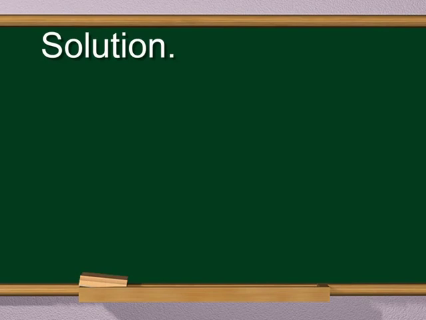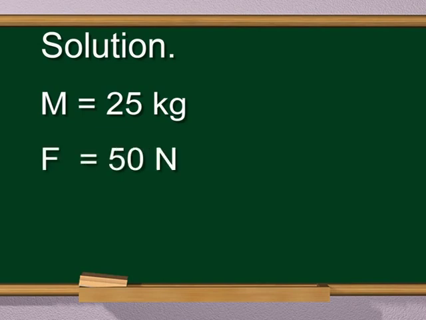Here, mass of the body m is equal to 25 kilogram. Force applied F is equal to 50 Newton. Initial velocity of the body u is equal to 0 and the time duration for which the force is applied t is equal to 15 seconds.